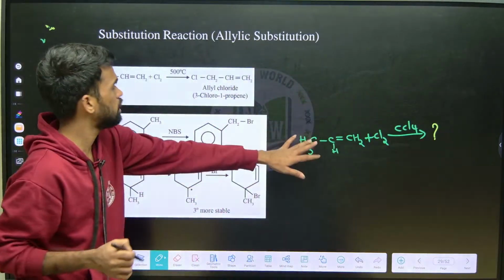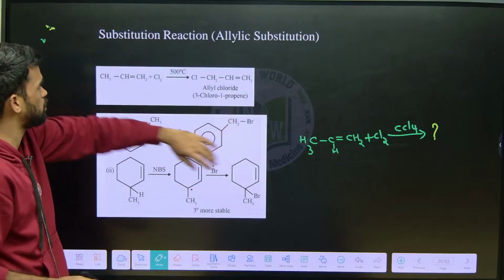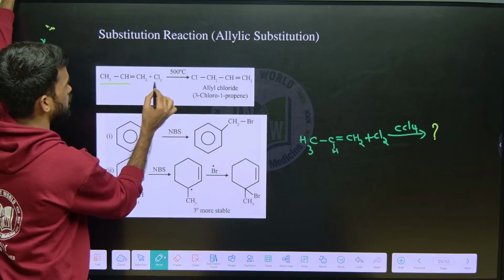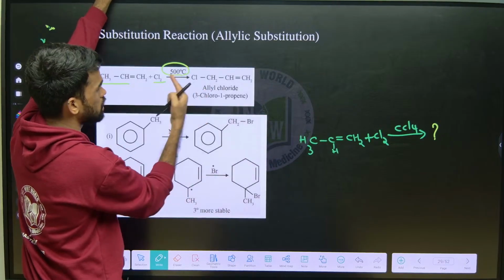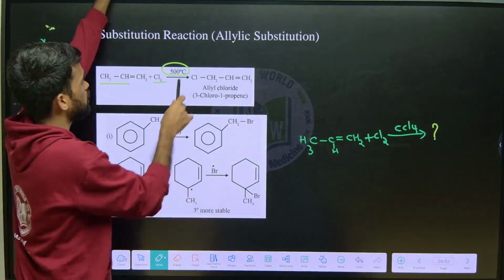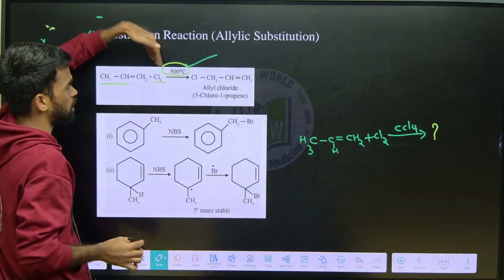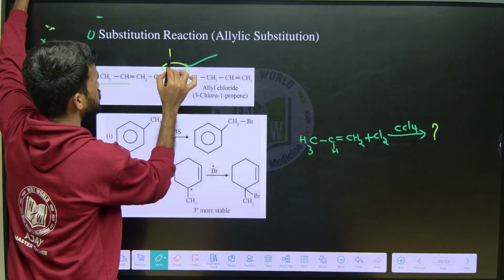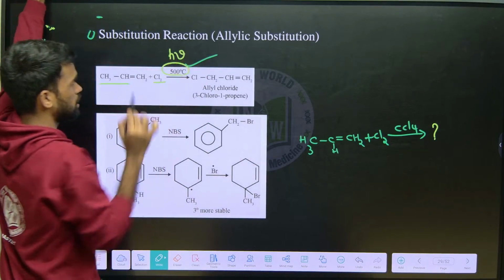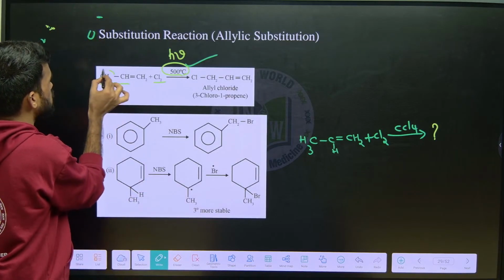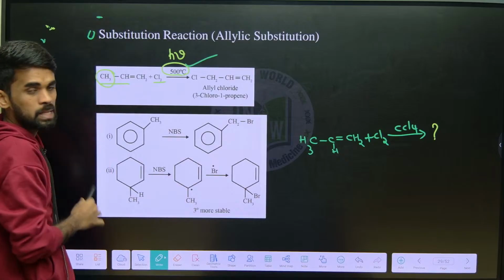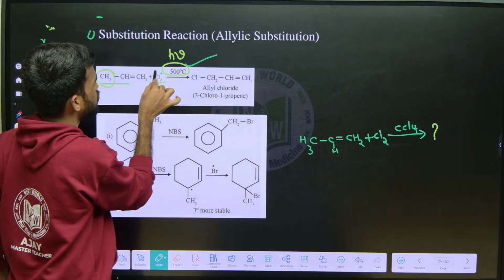So if you see, this question is also looking the same, same substrate, same reagent, but reaction conditions are different here. Whenever they mention high temperature like 500 degrees Celsius, or sometimes sunlight, h nu, then this allylic carbon is involved. So there substitution of chlorine takes place.